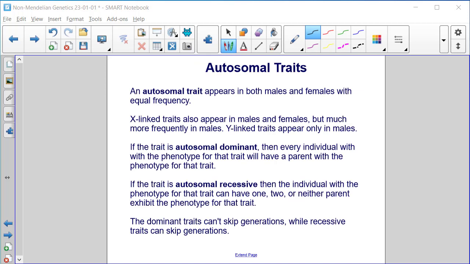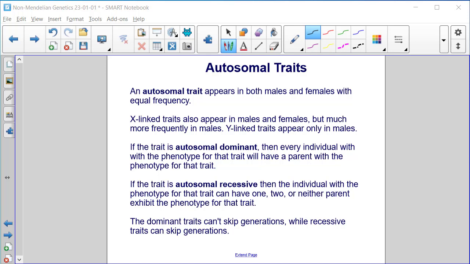Autosomal traits. An autosomal trait appears in both males and females with equal frequency. X-linked traits also appear in males and females, but much more frequently in males. Y-linked traits appear only in males.